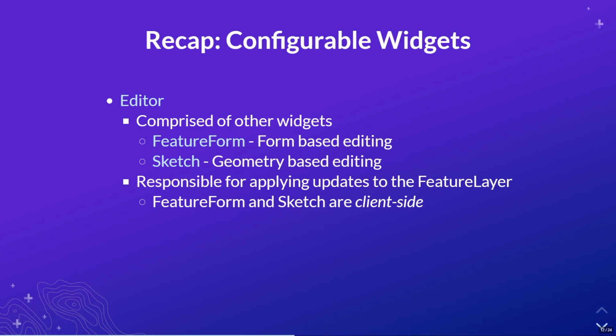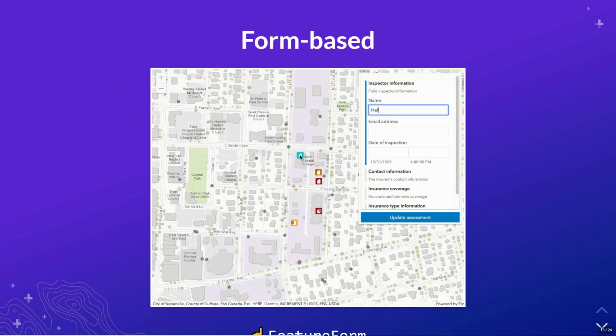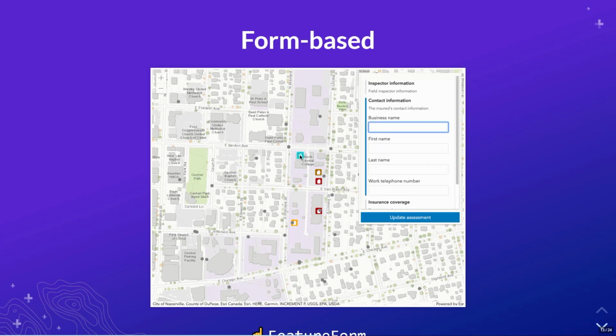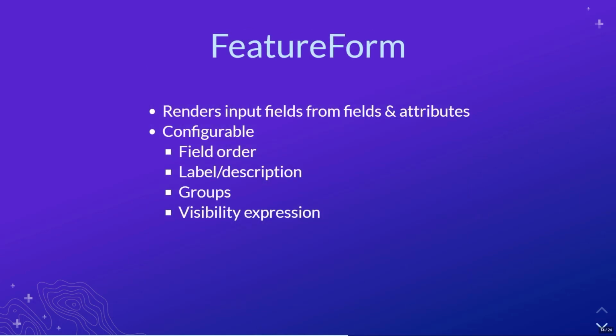Alright, so first we'll be looking at the feature form widget. As mentioned previously, the feature form widget provides an extremely flexible form-based attribute editing experience. To kick things off, the feature form requires developers to provide a feature. With this feature, the widget looks up metadata from the feature's associated layer.